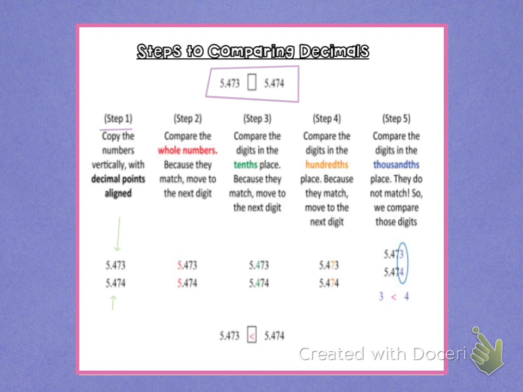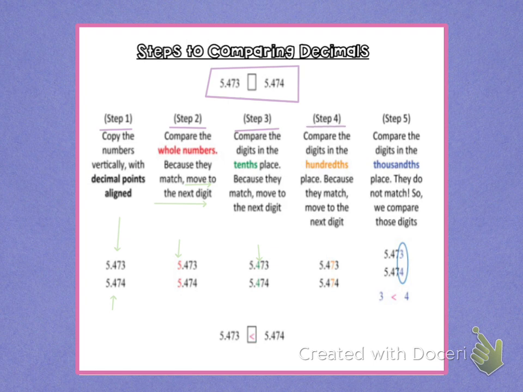So then we have step 2, which is to compare the whole numbers. So if you see right here, the red 5s, it's because we're comparing and they're the same number. So if they're the same number, then we are going to move to the next digit. Okay, so then step 3 is to compare the tenths place. So we have the tenths place, which is that first number to the right of the decimal, which are the 4s. They are the same digit, so we move to step 4.